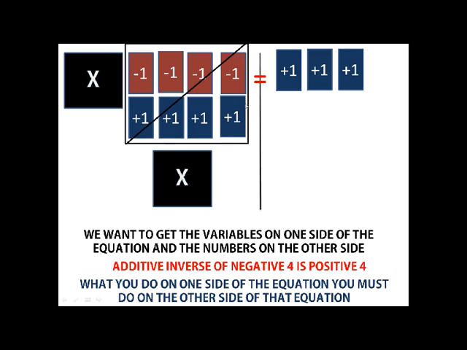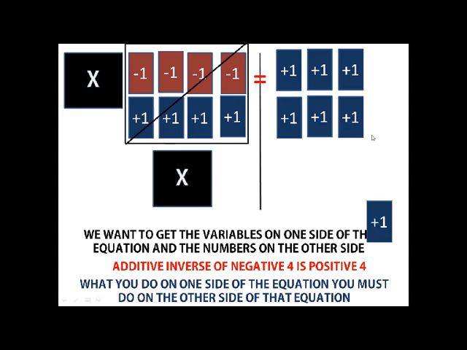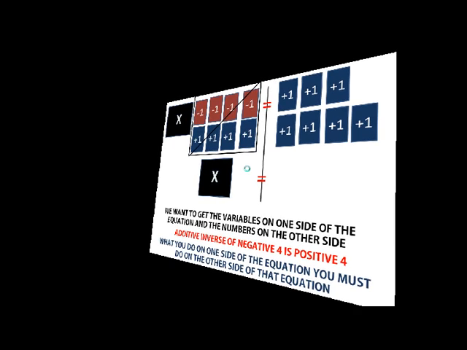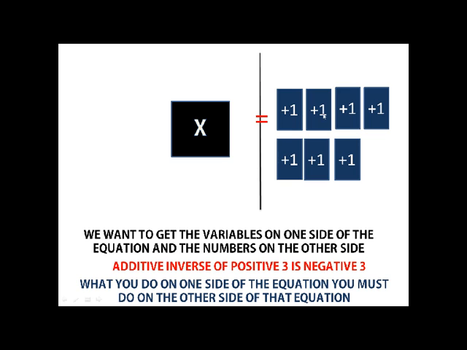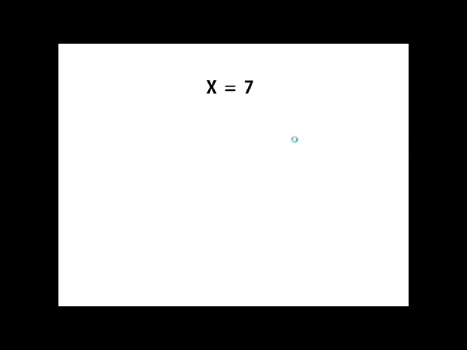But now I have to do on this side of the equation what I did on this side of the equation, correct? And I have to add my 4 positive 1 tiles. So now I have x equals 1, 2, 3, 4, 5, 6, 7. x equals 7, okay? Now, x equals 7 is our result.